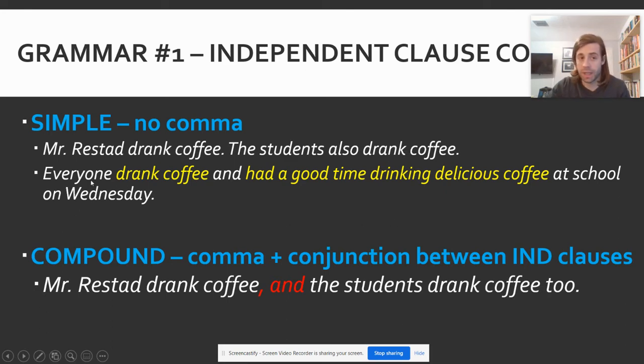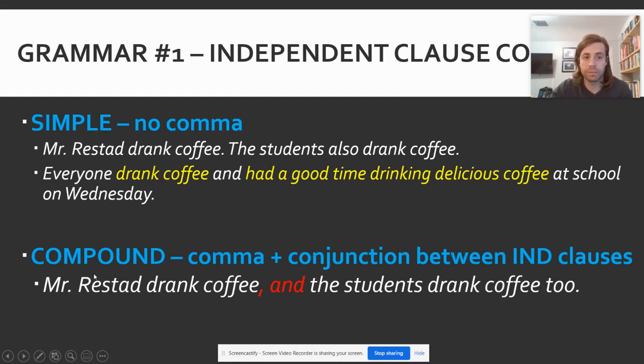Here's where it gets a little more complicated. Everyone drank coffee and had a good time drinking their delicious coffee at school on Wednesday. One subject, right? But 2 verbs. So everyone drank and everyone had a good time drinking their coffee. Got my verb phrase there. So a lot of people would try to put a comma in there, but I don't need it. I only have one subject, so that means I don't need to split things up with a comma and a conjunction. I just need the conjunction here to connect my 2 verbs. That's all this conjunction is doing. It's not connecting 2 independent clauses, so no comma.